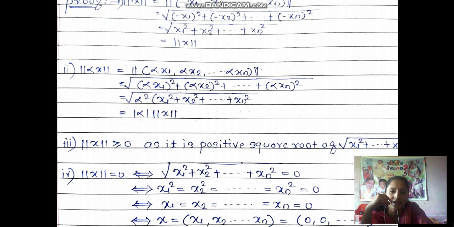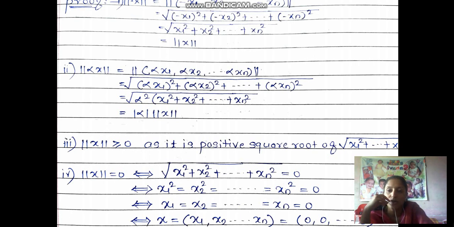Taking alpha square common from each term, we get square root of alpha square in bracket x1 square plus x2 square and so on xn square. Square root of alpha square is alpha. Taking alpha is positive, therefore it is mod alpha, and in square root we get x1 square plus x2 square plus xn square, which is definition of norm x. So we get mod alpha into norm x.